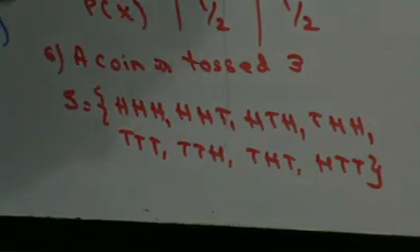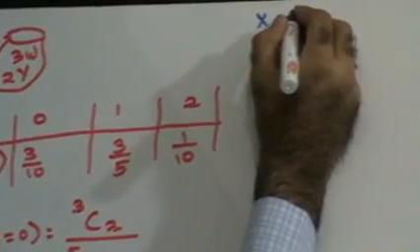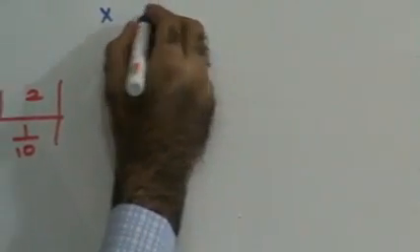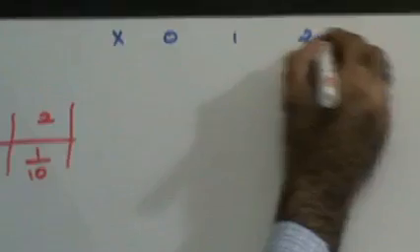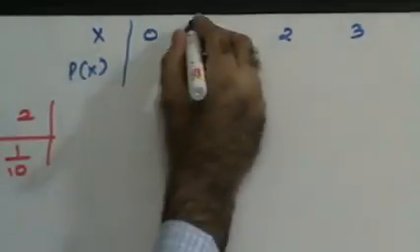Now, what does the random variable x denote? Random variable x denotes the number of tails. Right? Let's make the table for the random variable. What are the minimum and maximum number of tails that you can get from that sample space? 0, 1, 2 and 3. Probability of x.